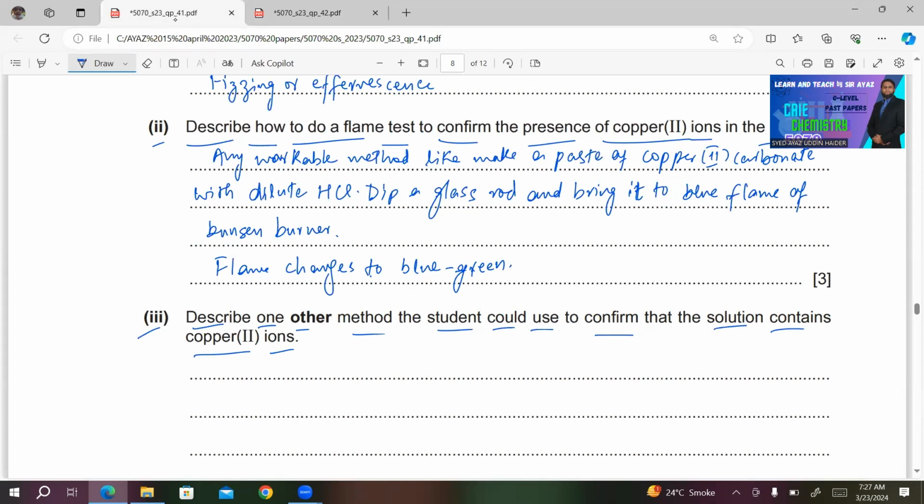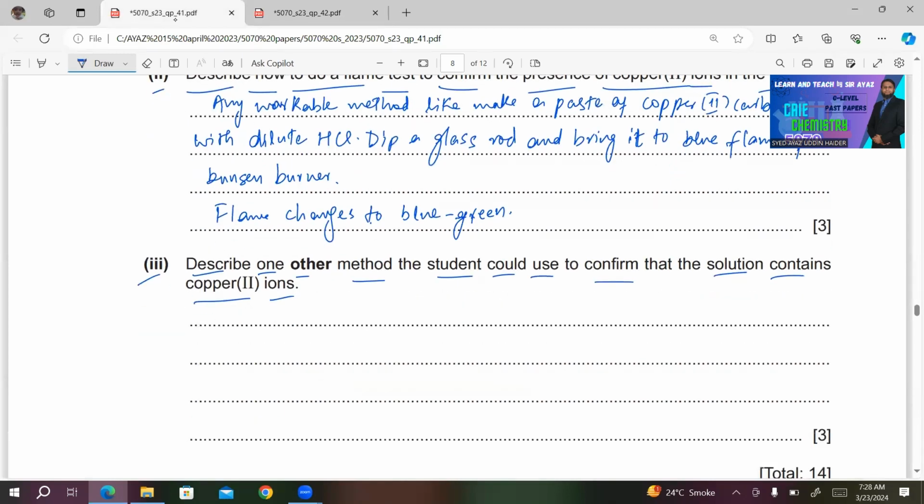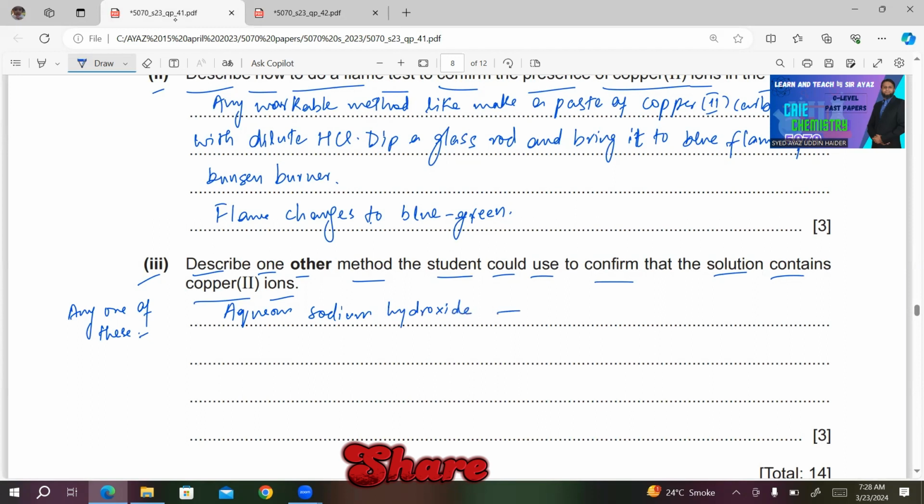So we'll write any of these tests, for example, any one of these. Aqueous sodium hydroxide, blue precipitate, insoluble in excess.